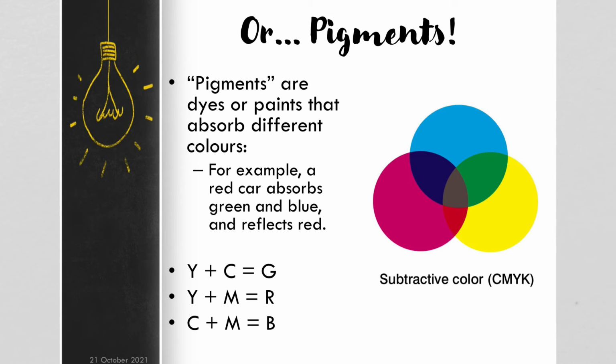So if we wanted to get green, you would add yellow and cyan to get green. If you want red, you would mix yellow and magenta, and that would give you red. And then to get blue, you would take cyan and magenta and mix them together, and you would get blue. So that's how you would add the pigments together.